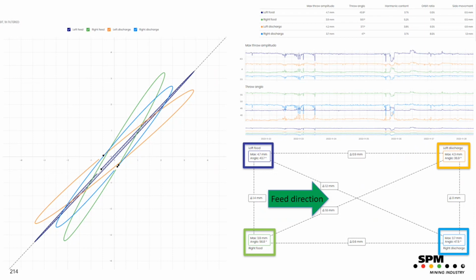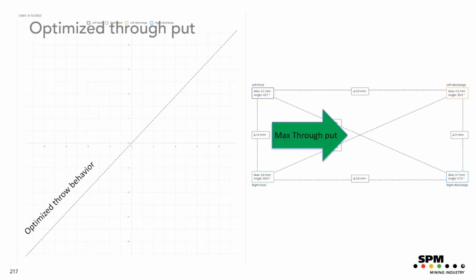And then if you look at all four corners at the same time, you can see that they are not the same. They're not moving exactly in the same way. What is acceptable can be different from screen to screen, but at least we measure it and then you can adjust it to have maximum throughput. So optimizing the throw behavior of the screen will lead to maximum throughput.